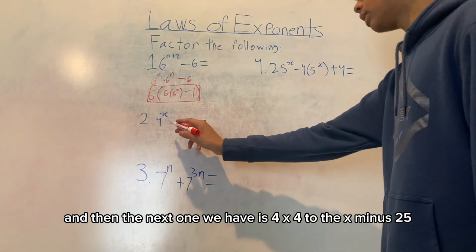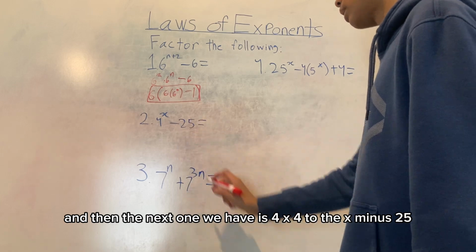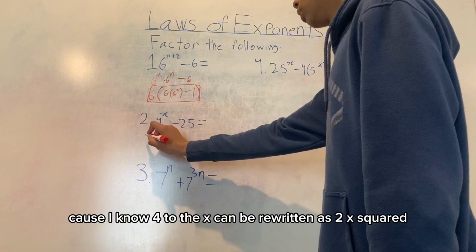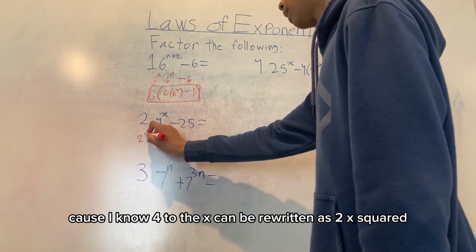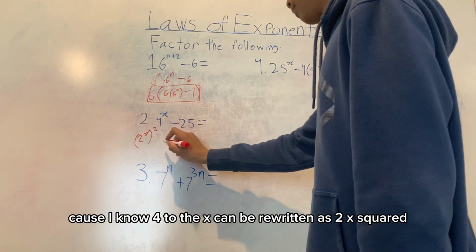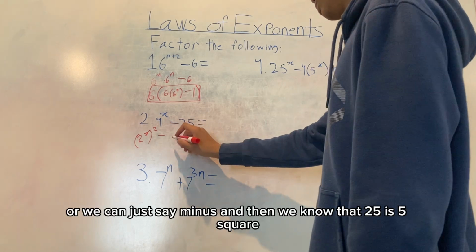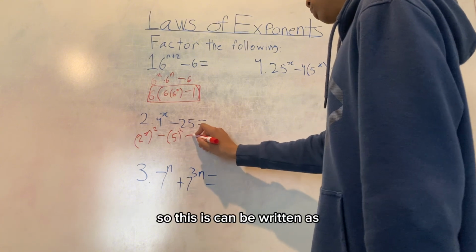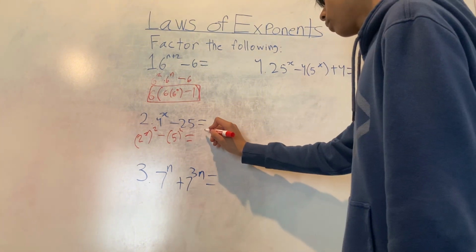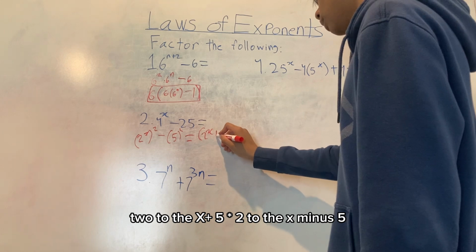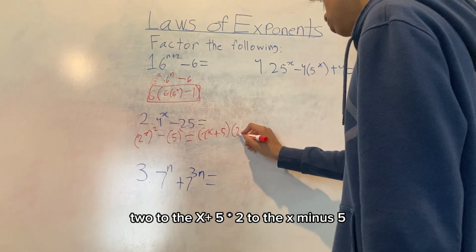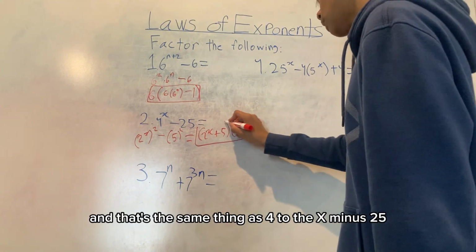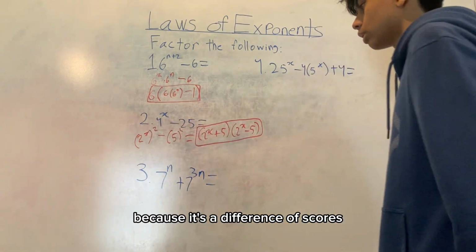And then the next one we have is 4 to the x minus 25. So the first thing I see here is that this is actually a difference of squares. Because I know 4 to the x can be rewritten as 2 to the x squared, and minus 25, and we know that 25 is 5 squared. So this can be written as 2 to the x plus 5 times 2 to the x minus 5. And that's the same thing as 4 to the x minus 25 because it's a difference of squares.